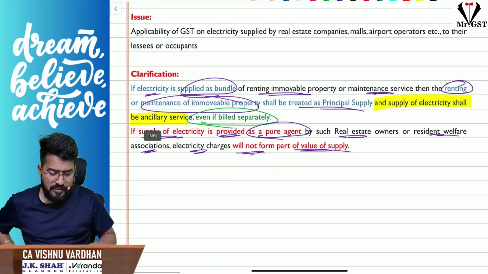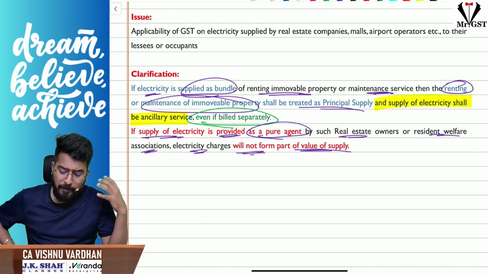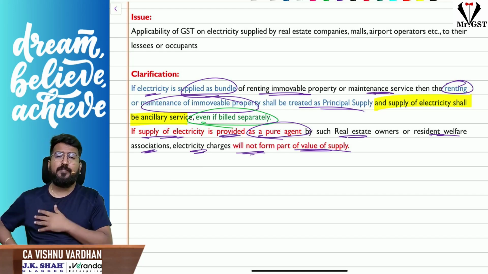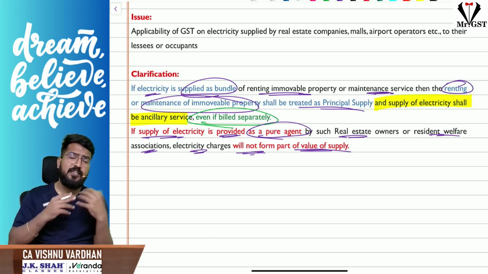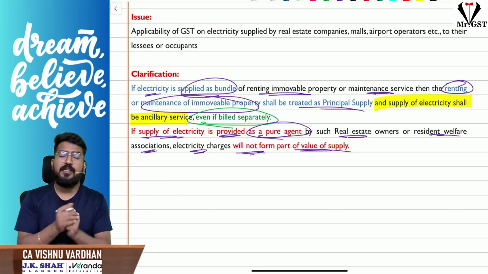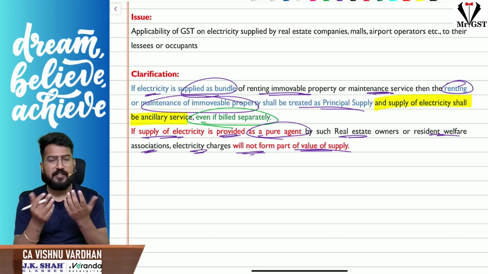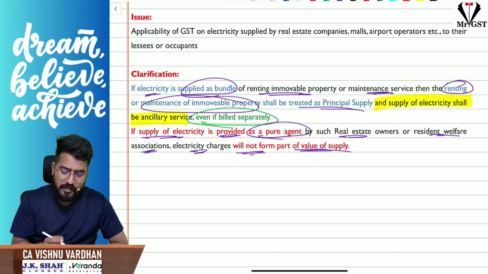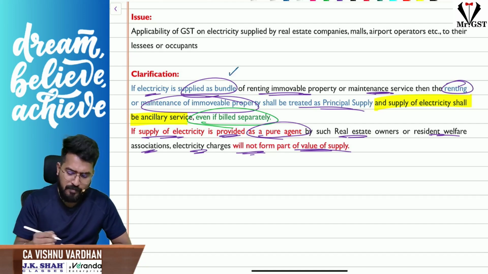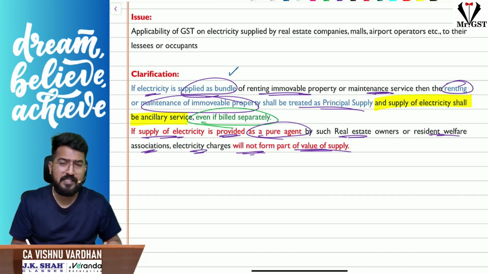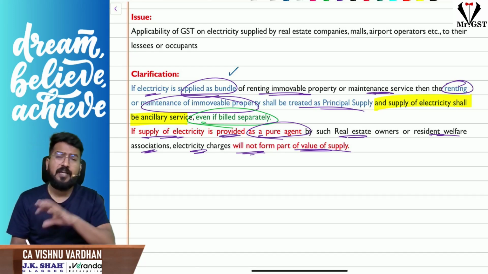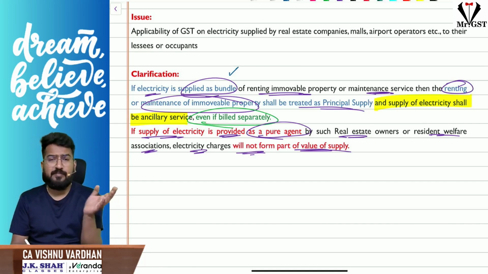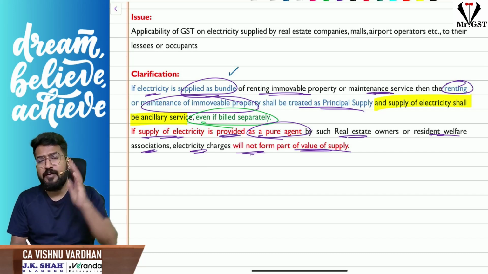So the next one, normally in these big malls or airports, etc., these real estate companies or malls or airport operators are renting the premises as well as providing electricity to the tenants, and they are collecting the consideration as well as electricity charges, all that stuff. What is the GST treatment for that? That was the doubt, and for that it has been clarified, this is a bundled supply where renting of immovable property is done, and that is the principal supply, and incidental or auxiliary to that electricity is also provided, and no matter whether it is billed separately or not, it will be treated along with the principal supply.